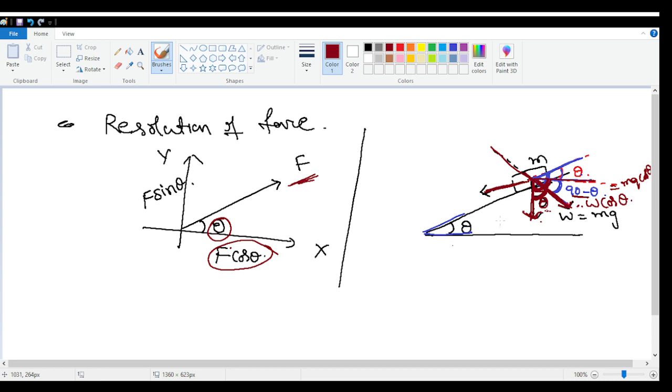Are you getting it or not? Is it correct or not? Hello.